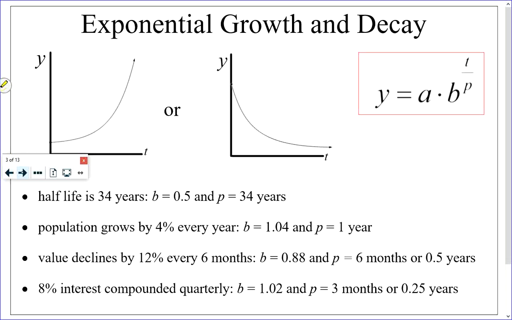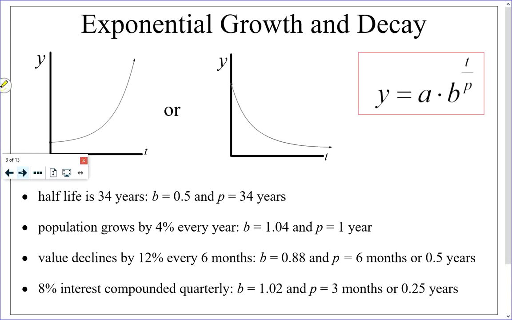It's 104%. If the value of something is declining by 12% every 6 months, well, that means that it's losing 12%, which means you get to keep 88%, because 100 minus 12 is 88, which means B is 0.88. And P is the length of time it takes to decline by 12%.